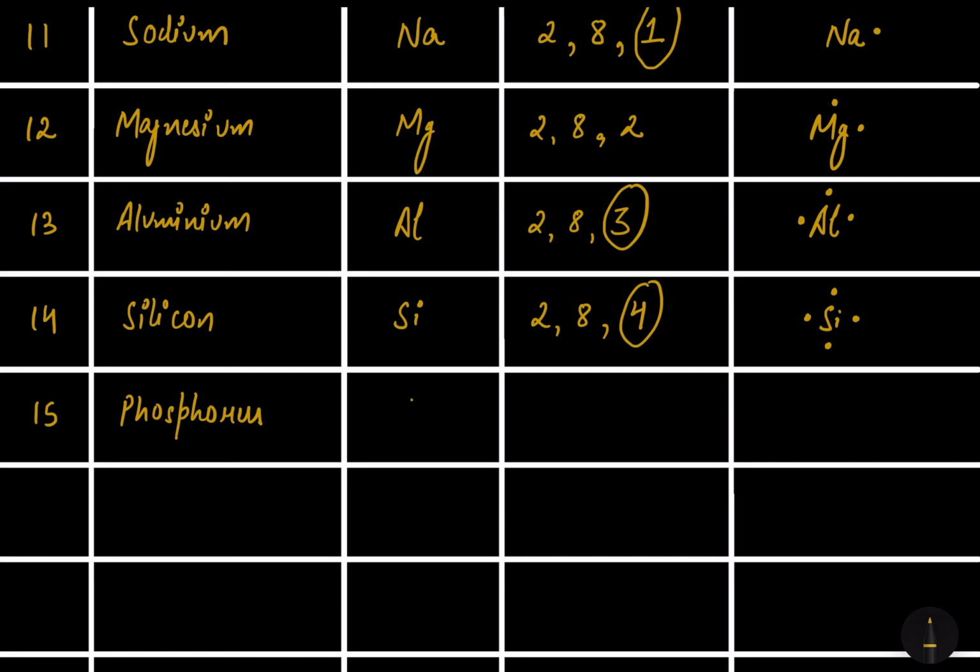The symbol for phosphorus is capital P, and its configuration comes out to be 2, 8, 5. The first shell is having 2 electrons, the second shell is 8 electrons, and the outermost shell, that is the third shell, is having a total of 5 electrons. So we have to show the 5 electrons for phosphorus, that's P, that's 1, the 2, 3, 4 and the 5.